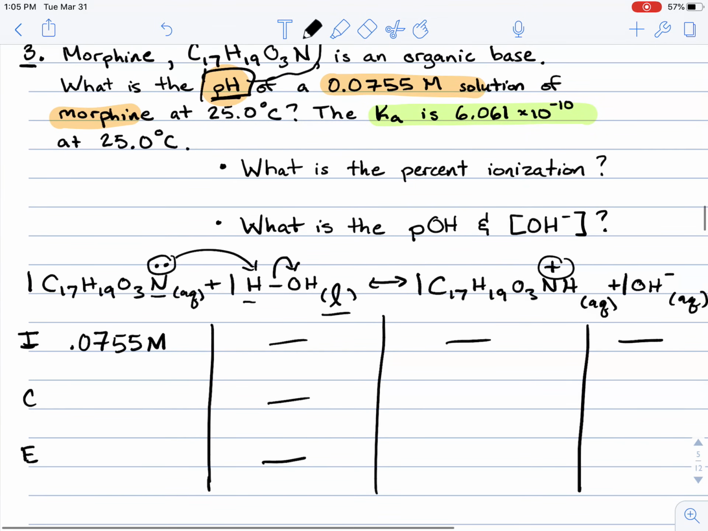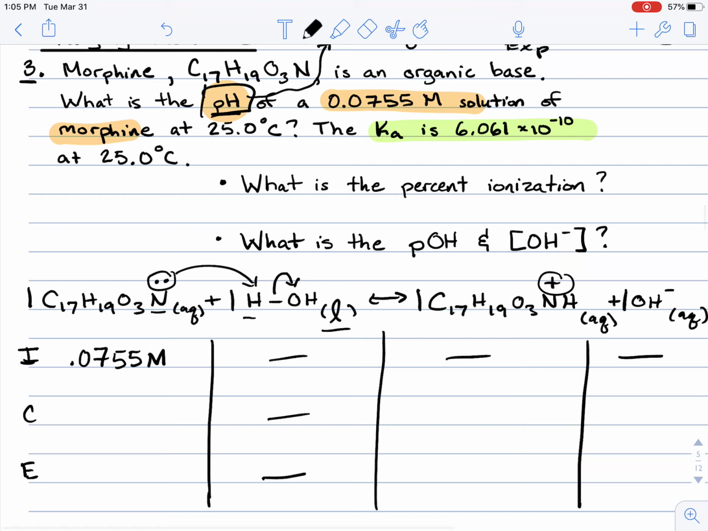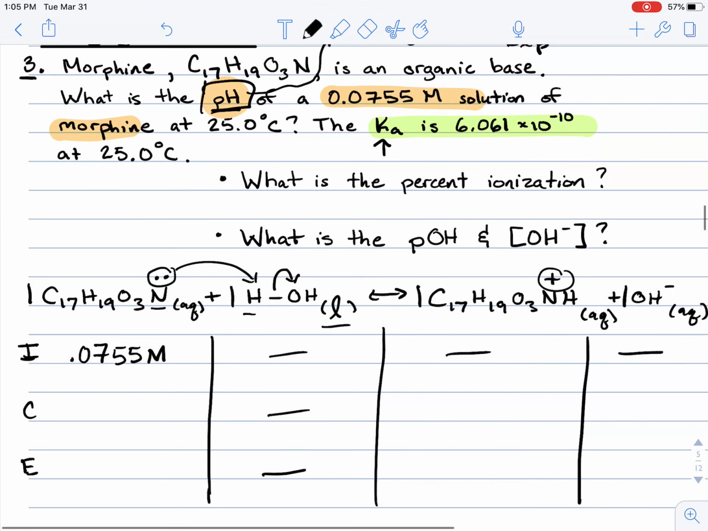And so for the change, I'm going to go ahead and look at my equilibrium constant. And so the equilibrium constant that's given to me is Ka. So remember, Ka is the ionization of the acid. And so in the reactant side, is this an acid? No, it's a weak base. It's an organic base.